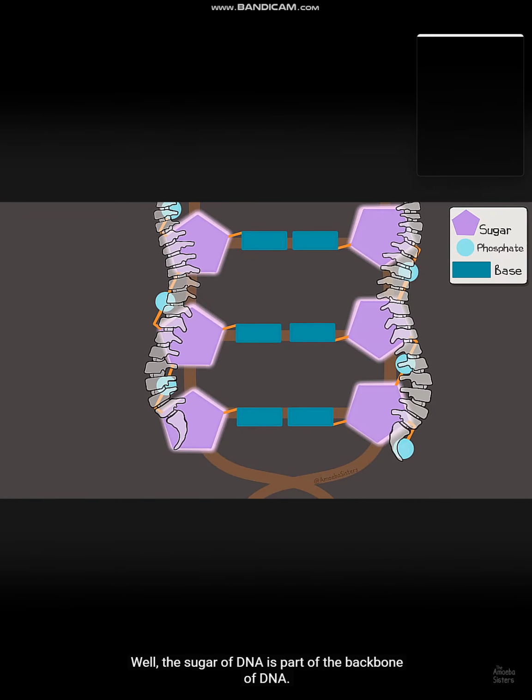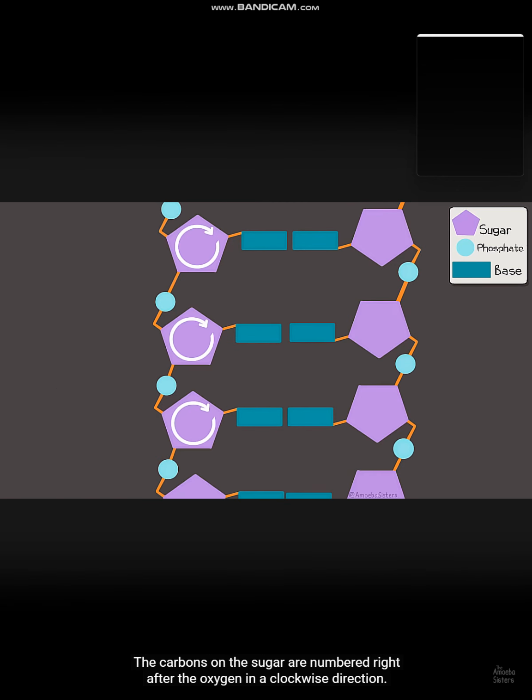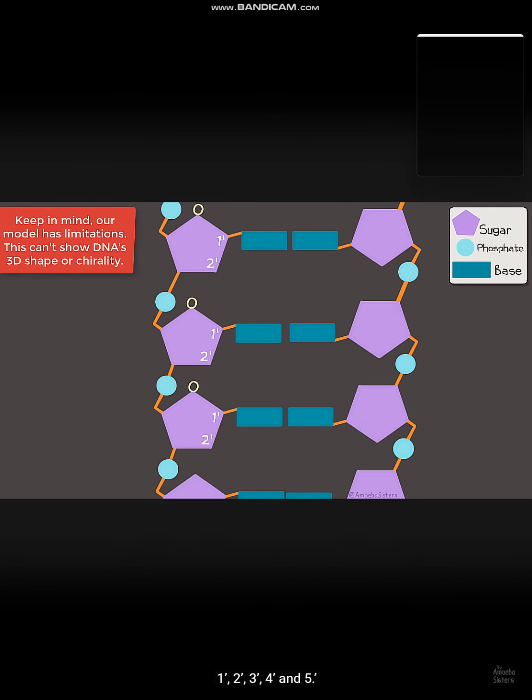Well, the sugar of DNA is part of the backbone of DNA. It has carbons. The carbons on the sugar are numbered right after the oxygen in a clockwise direction. 1', 2', 3', 4', and 5'. The 5' carbon is actually outside of this ring structure.